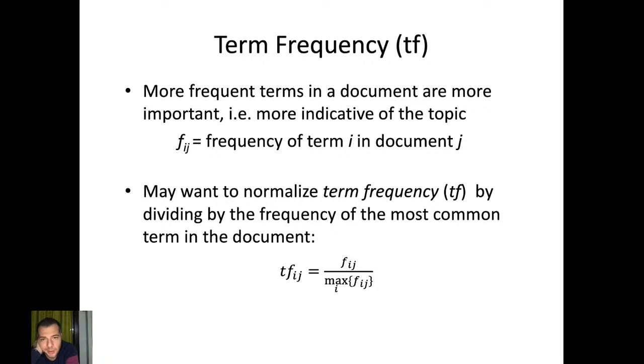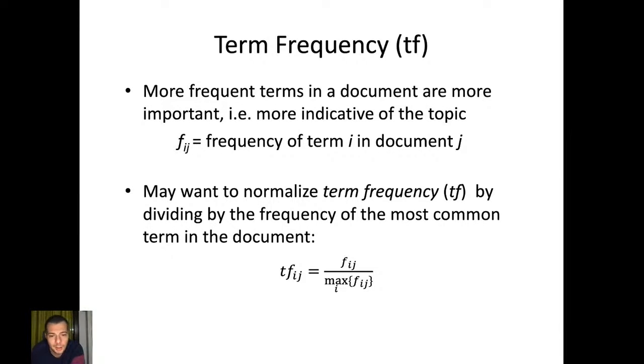So the first thing that we take into account is the term frequency, the occurrence counts of terms in a document. The term frequency is defined as the value f of i,j, the frequency of term i in document j. We want to normalize the term frequency by dividing by the frequency of the most common term in the document.